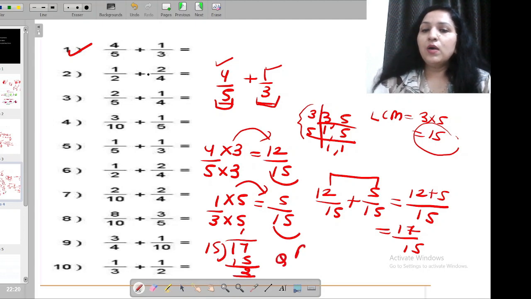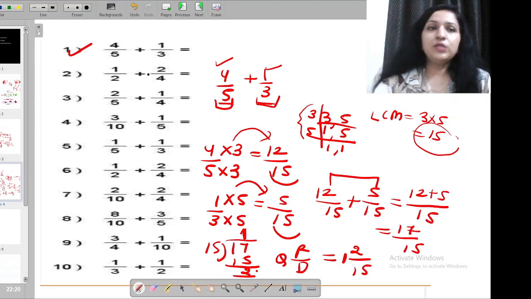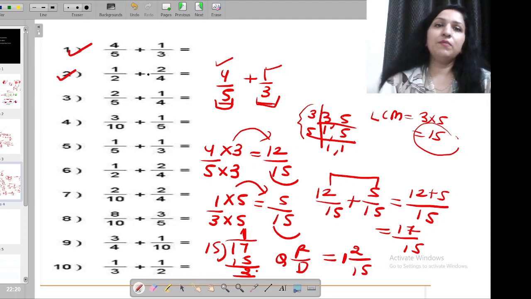Then Q R upon D. Quotient here is just 1. That is the answer. So quotient is 1. Remainder we have got 2 and we are dividing with the number 15. So this is converted to 1 whole 2 by 15. I hope this example is understood. Let us do one more example, question number 2. That will add clarity to this concept.